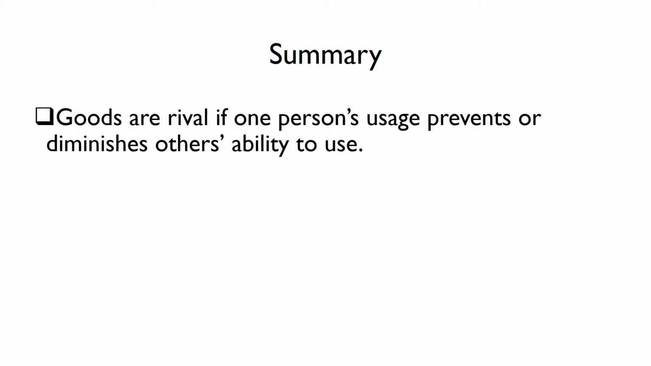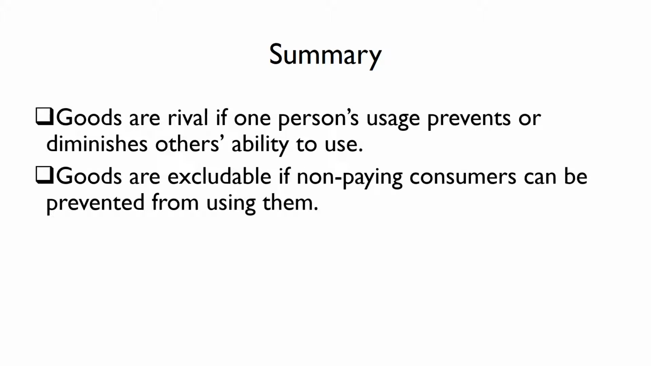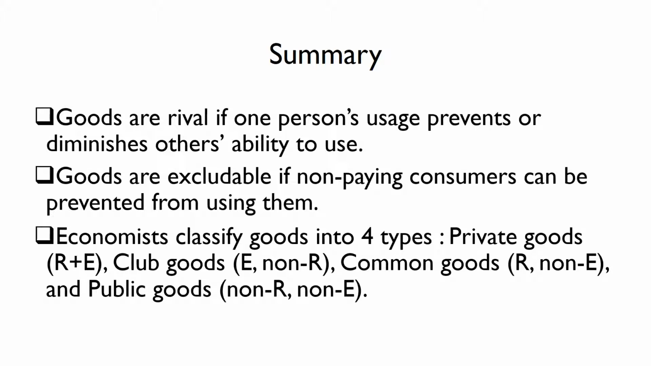Goods are rival if one person's usage prevents or diminishes another's ability to use it. Goods are excludable if non-paying consumers can be prevented from using them. And these two categories give rise to four subcategories: private goods, which are rival and excludable; club goods, which are excludable but not rival; common goods, which are rival but not excludable; and finally public goods, which are not rival and not excludable.